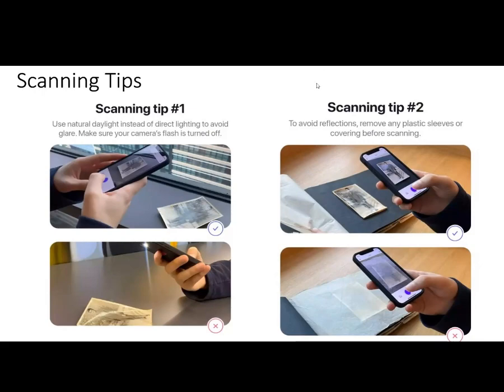You also want to avoid any reflections. So if you have a plastic sleeve, like if it's in an album, you want to take it out of the album and put it on a flat surface and take a picture of it that way. Because when you leave the plastic over it or any coverings, the digital tools and software are not going to be able to enhance it properly because they're going to see the plastic covering on it.